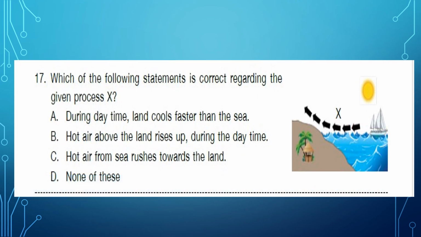Question number 17. Which of the following statements is correct regarding the given process X? Option A. During the daytime, land cools faster than the sea. Option B. Hot air above the land rises up during the daytime. Option C. Hot air from sea rushes towards the land. Option D. None of these. And the answer is option B. Hot air above the land rises up during the daytime.